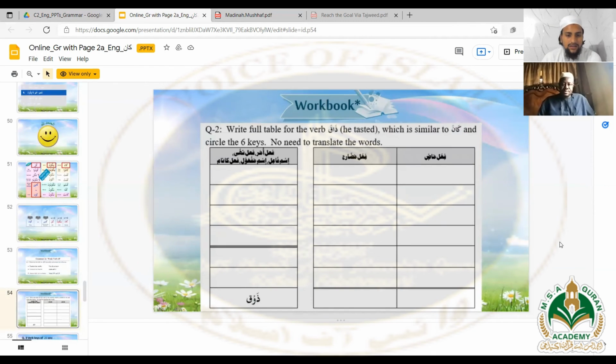You have to do Question 2. Write full table for the verb dhaqa. He tested, which is similar to kana, and circle the 6 keys. No need to translate the word. Just you have to write full table for the verb dhaqa.